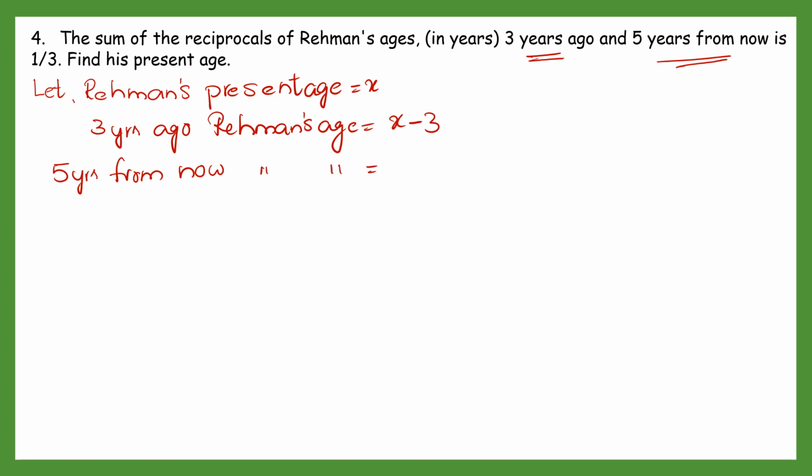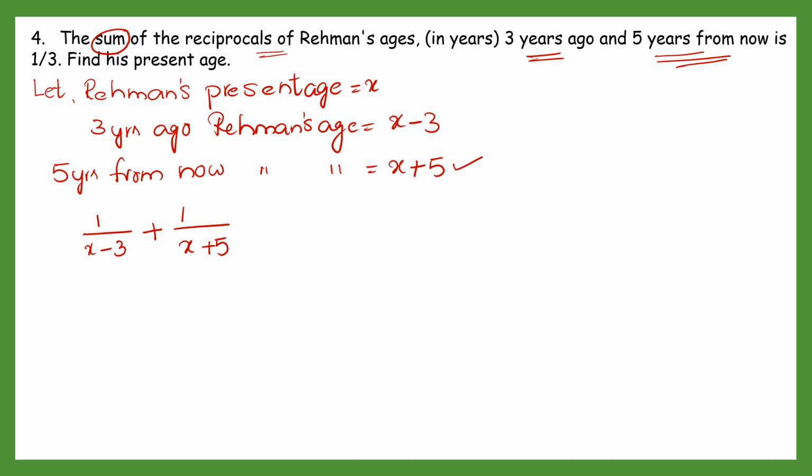Rehman's age 5 years from now is equal to what? 5 years from now means plus. x is the current age plus 5. Now they are telling the reciprocals of Rehman's age 3 years ago and 5 years from now is 1 by 3. So, x minus 3 is his age 3 years ago. Reciprocal of x minus 3 is 1 by x minus 3. Sum, they are telling sum of reciprocals, so sum means you should add. The other age is 5 years from now, his age is x plus 5. Its reciprocal is 1 by x plus 5.